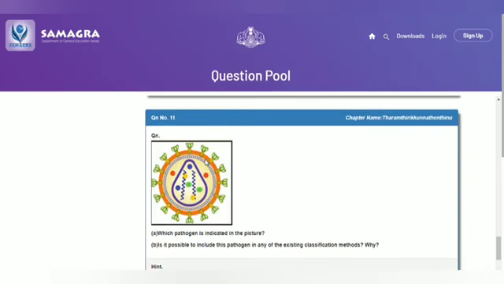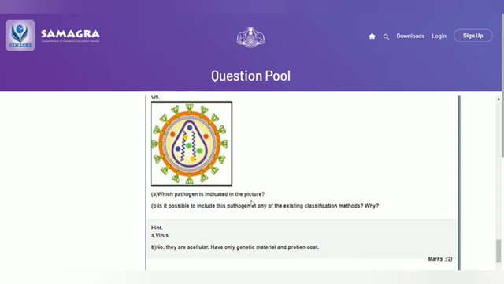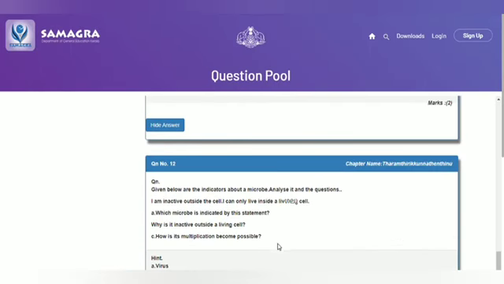Question number 11. Which pathogen is indicated in the picture? Virus is indicated in the picture. Is it possible to include the pathogen in any one of the existing classification methods? No, it is not possible, because they are acellular, having only genetic material and protein coat.